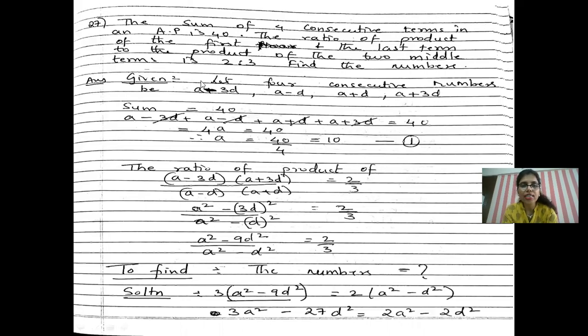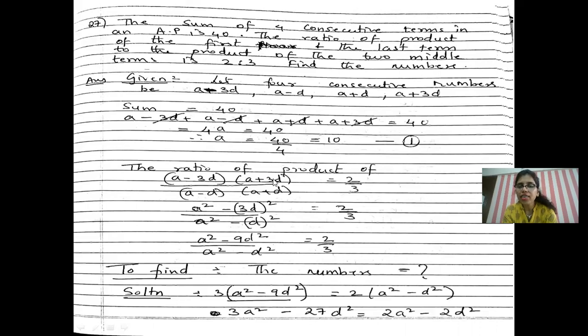After that it is said the sum of these four consecutive numbers is 40. That means A minus 3D plus A minus D plus A plus D plus A plus 3D is equal to 40. From here you can see minus 3D plus 3D gets cancelled, and minus D plus D gets cancelled. Now these 4A you add and that is equal to 40. So when you divide 40 by 4 you get the value 10. So the value of A you get as 10, that is equation 1.